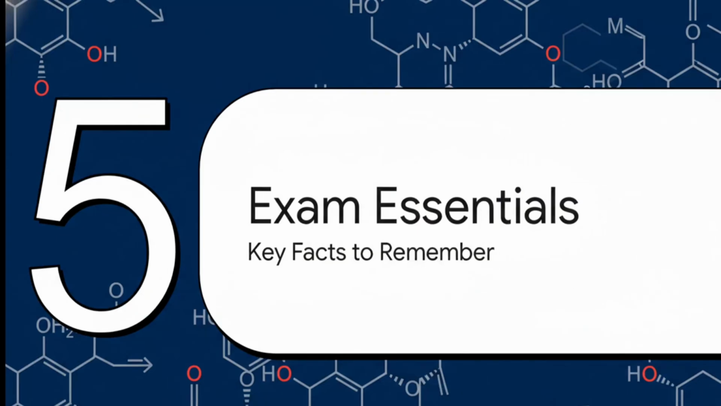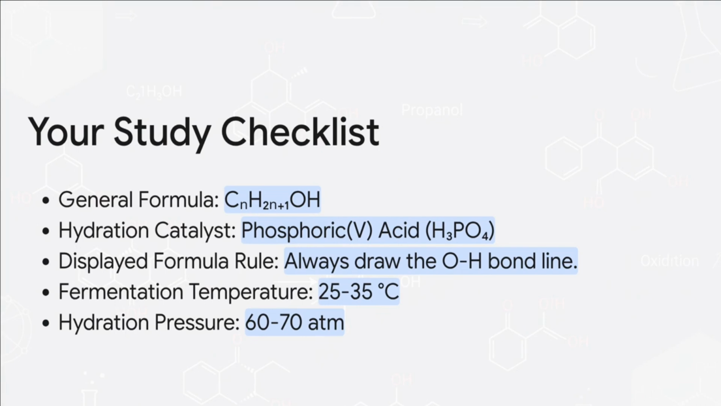All right, let's lock all this in. Time for a rapid-fire review of the absolute key takeaways. These are the non-negotiable facts you've got to have down cold. Ready? Let's go. The general formula? CnH2n+1OH. The catalyst for hydration? Phosphoric acid. The golden rule for drawing it? You always draw the OH bond line. And the conditions? Remember your units. 25 to 35 degrees Celsius for fermentation and a whopping 60 to 70 atmospheres for hydration. Got it? Good.